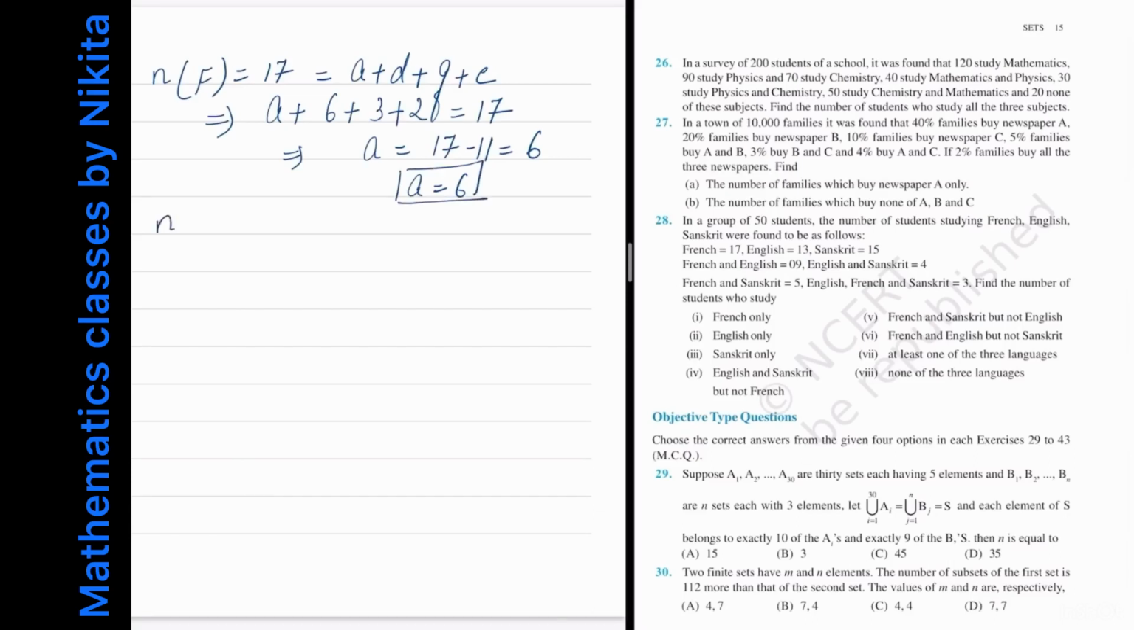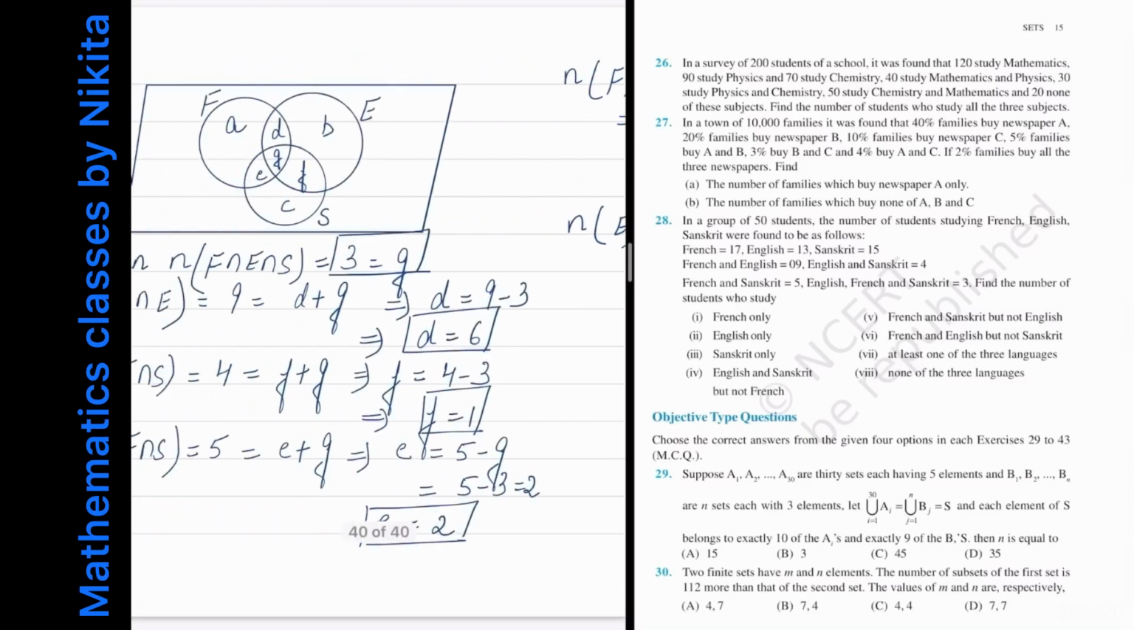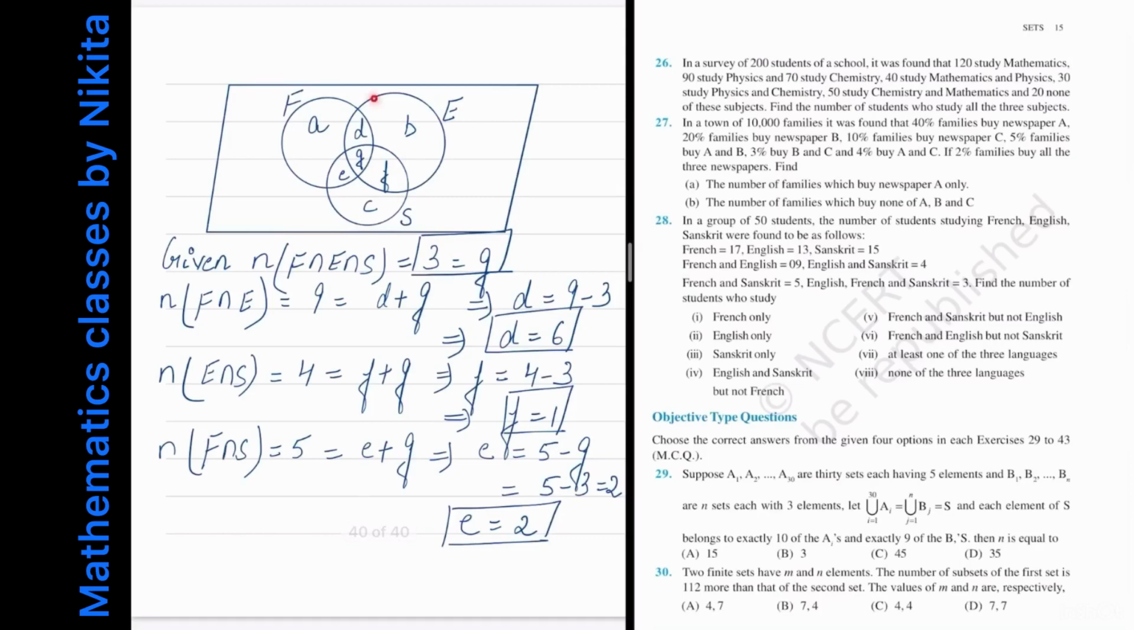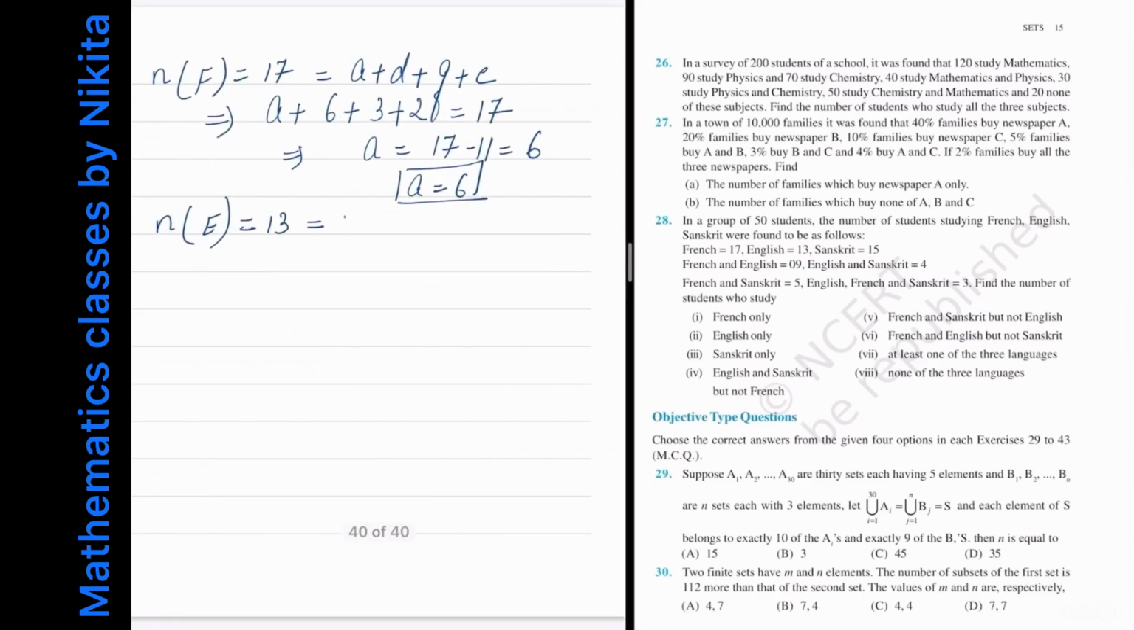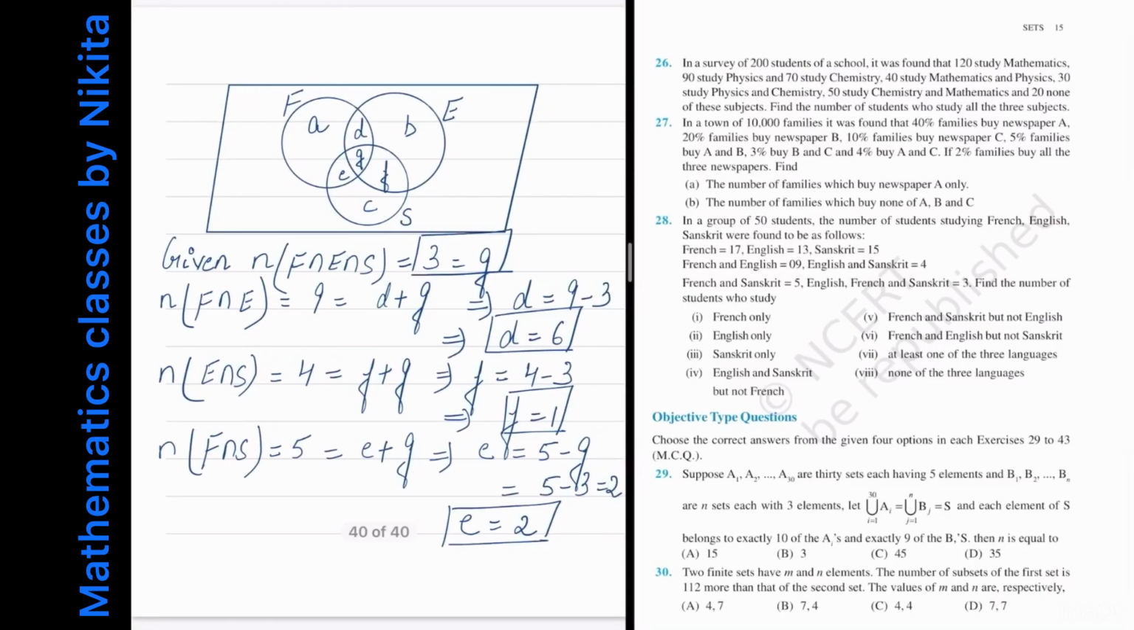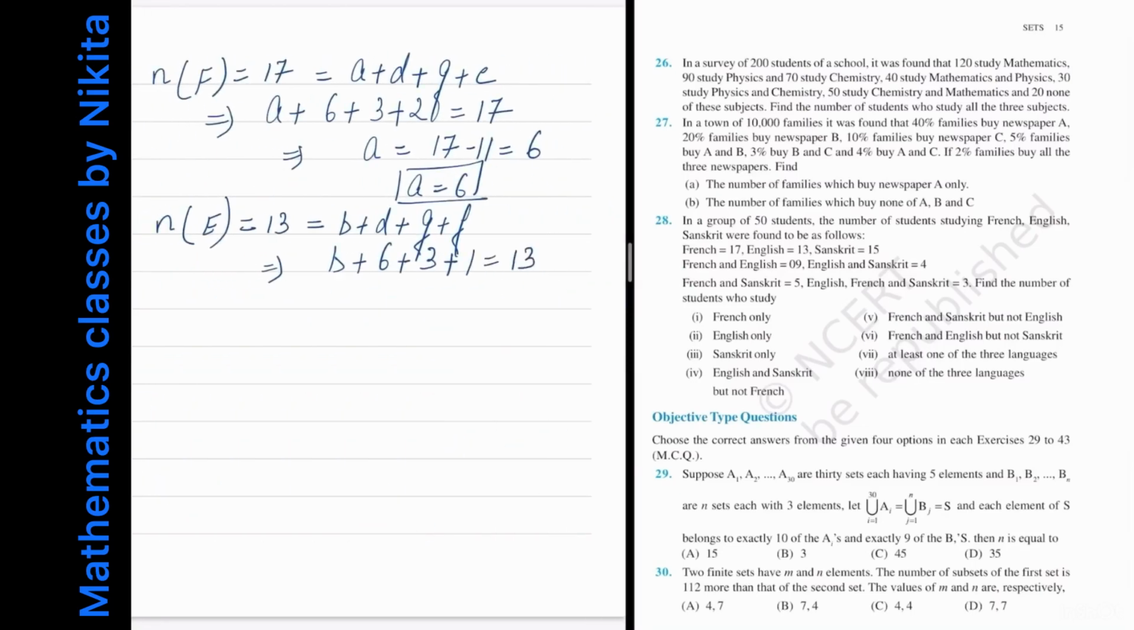Now next it is given that N of E is equal to 13. Now let's see from the Venn diagram what is N of E. So it is equal to this whole circle, and this is equal to B plus D plus G plus F. So this is B plus D plus G plus F. Now just put the values. D की वैल्यू 6 है, G की वैल्यू 3 है, और F की वैल्यू है 1. This is equal to 13, and from here I get that B is equal to 13 minus 10, which is equal to 3. So B is equal to 3.